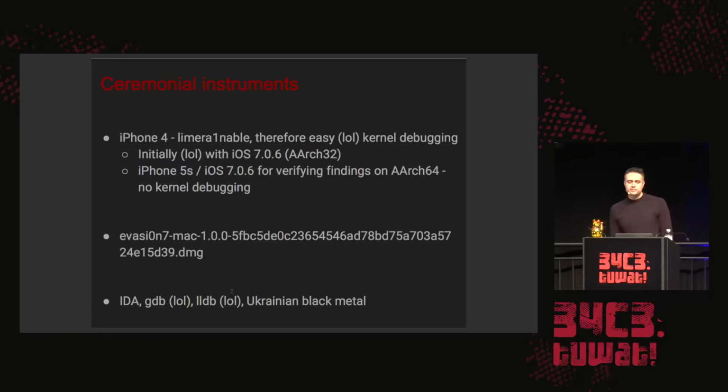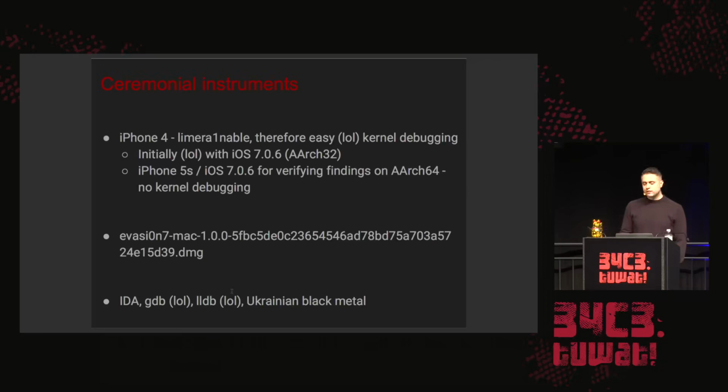So what was my setup? I had an iPhone 4, and if you know about iPhone 4s, they have a boot ROM bug called LimeRain, which basically allows you to load arbitrary, unsigned kernels on the device and run them, and that basically means that you can very easily set up kernel debugging. So initially, I had an iPhone 4 device with iOS 7.0.6. I want to remind you that iPhone 4 is ARM32, right?